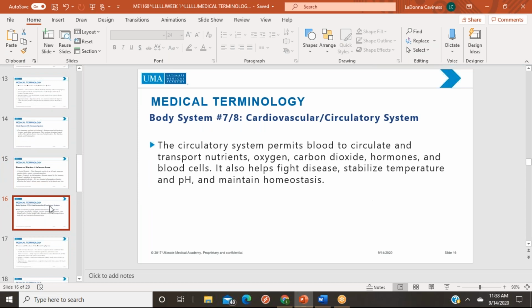All right, let's talk about the cardiovascular/circulatory system. So when you hear about the cardiovascular system, it speaks synonymously in regards to the circulatory system. The circulatory system permits blood to circulate and transport nutrients, oxygen, carbon dioxide, hormones, and blood cells. It also helps fight disease, stabilizes temperature and pH, and maintains homeostasis.